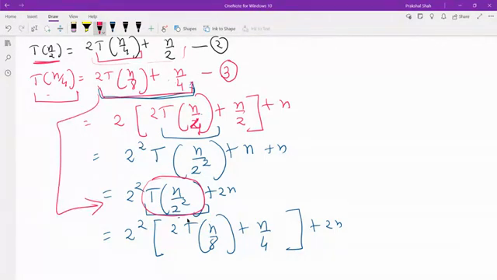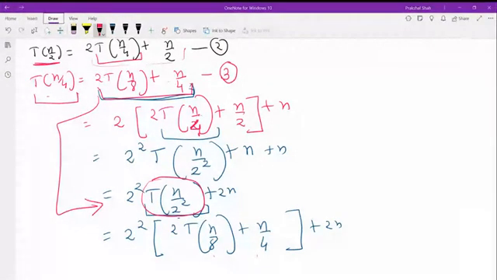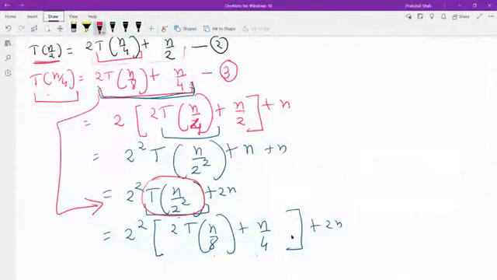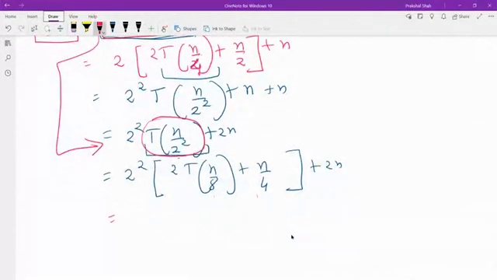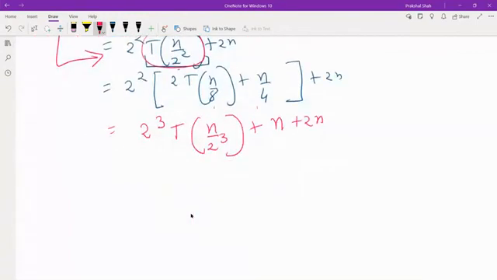Okay, so I'll get 2 squared inside that: 2T(n/8) + n/4 + 2n, right? If I multiply 2 raised to 2 inside, it becomes 2 raised to 3. This 2 raised to 2 will be multiplied inside: 2^3 T(n/2^3) plus this 2 raised to 2 gets cut, so it is n plus 2n. Yes or no? So it is nothing but 2^3 T(n/2^3) + 3n.